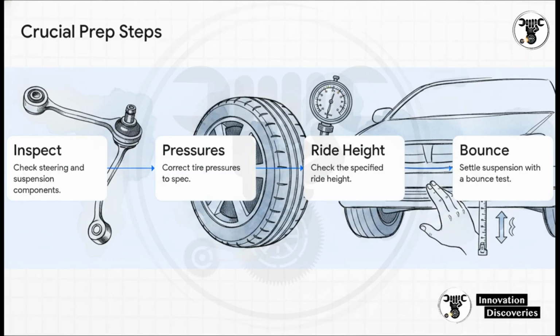So inspect the components, correct the tire pressures, verify the ride height, and then, this is key, perform the suspension bounce test. You need to physically push down on the front and rear bumpers for 3 full compressions. This properly settles those suspension bushes into their natural resting state before you take a single measurement.